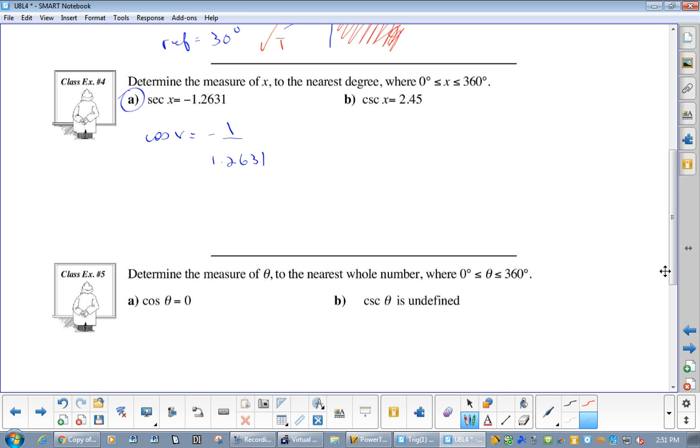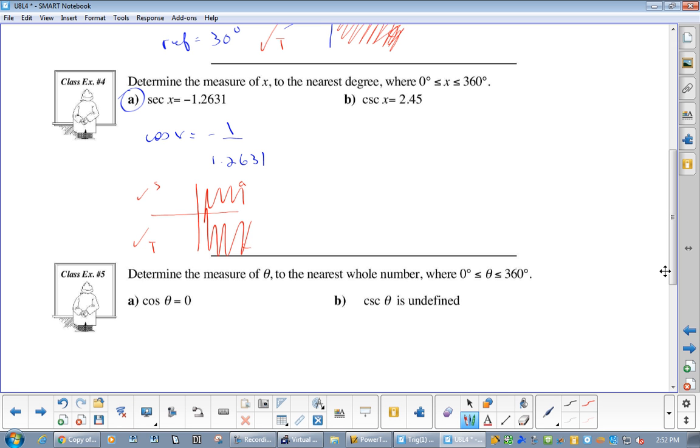Okay, so next, when is cos negative? Always messes with you a little bit, right? Because you're like, CAST tells me when it's positive. So when is cos negative? 2 and 3.